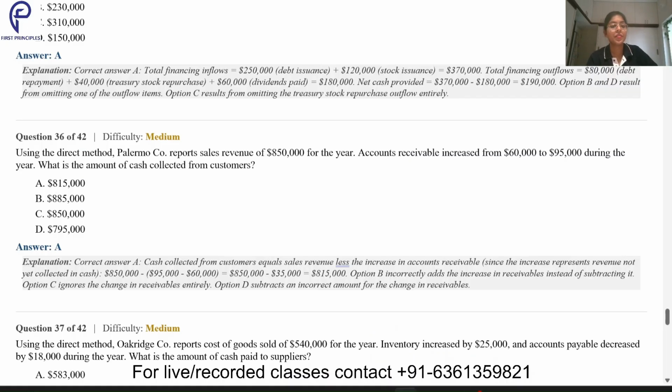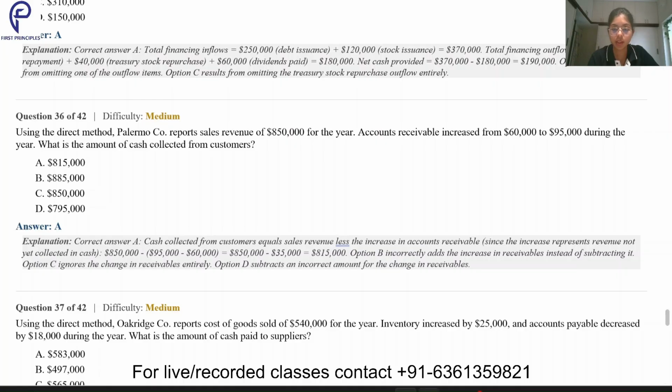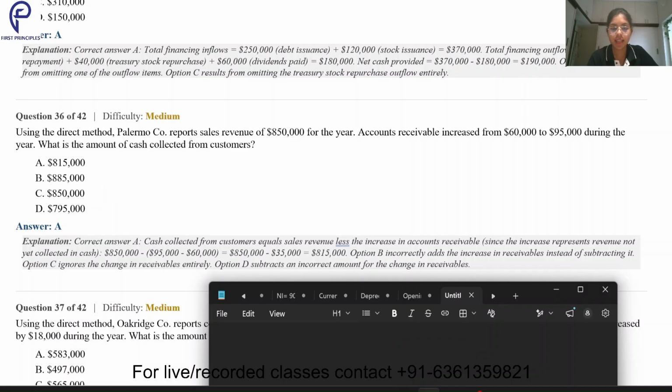Okay guys, so we will solve this question number 36 with the help of logic. Whenever we have accounts receivable, we have the beginning accounts receivable. To that we add the sales value, whatever sales we are making. From that we will reduce the cash collections from the customer, and that will give us the closing accounts receivable.